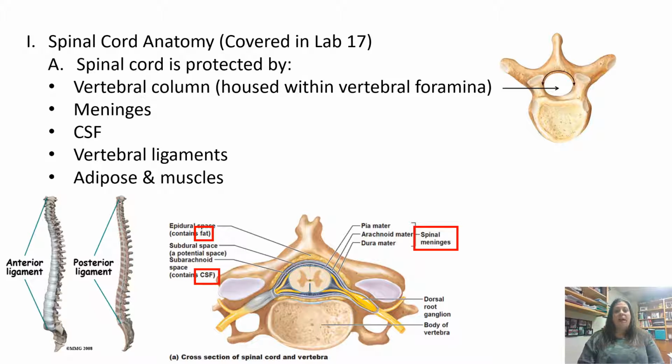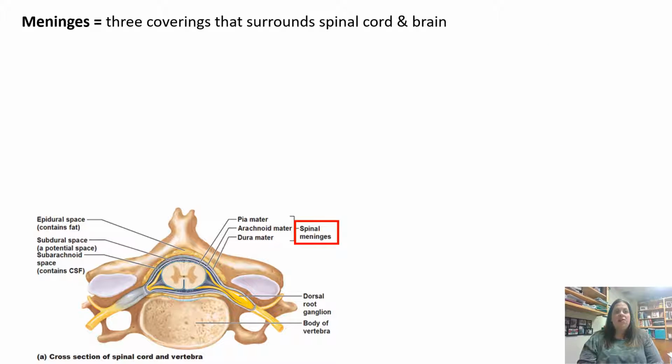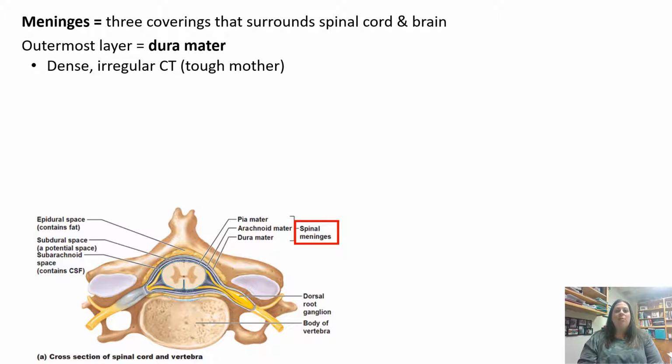Okay, and you can see those located here where we can see that there's fat tissue, there's also the cerebral spinal fluid and the meninges right around the spinal cord inside of that vertebral foramina. Now let's talk a little bit about these meninges. The meninges are three coverings that surround the spinal cord and brain. The outermost layer is called the dura mater. This is what is known as the tough mother, and it's a dense irregular connective tissue. And guys, it's super tough. You try to pull it apart and you're not able to.